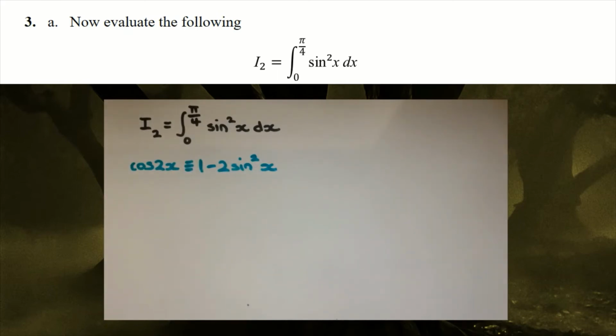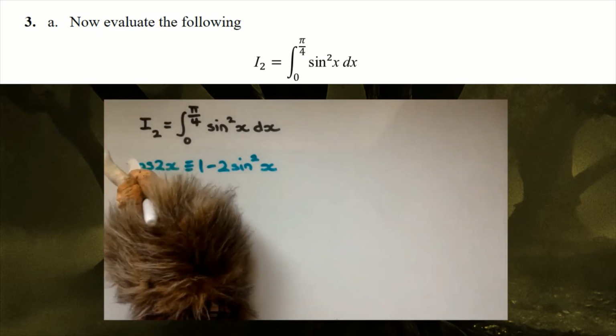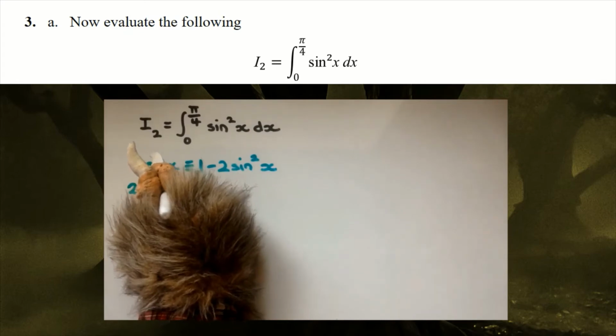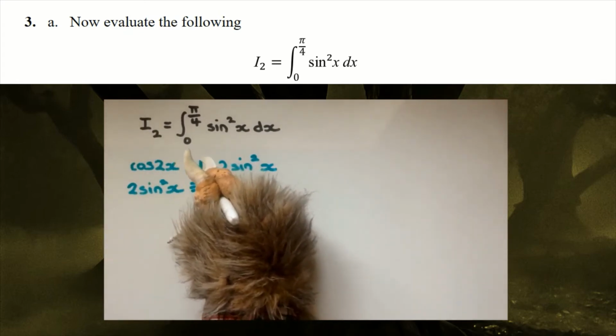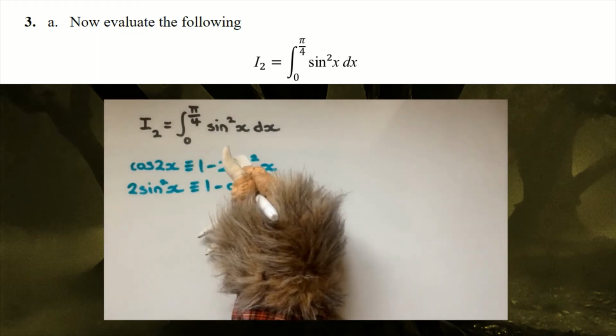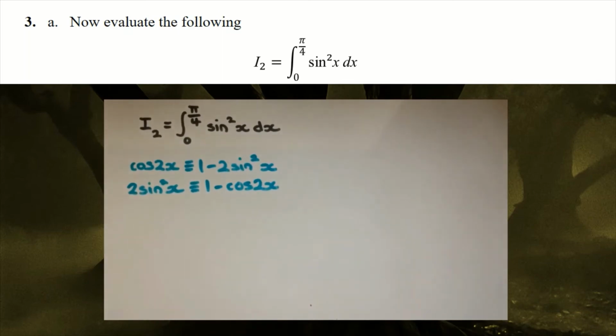So let's subtract 1 from both sides first of all. Or if you prefer, we can add 2 sine squared x to both sides, and we'll have nice positive terms to play with. In fact, I will do the latter. So 2 sine squared x is identical to 1 subtract cos 2x. So again, I've subtracted the cos 2x from both sides also. Now we can divide by 2.